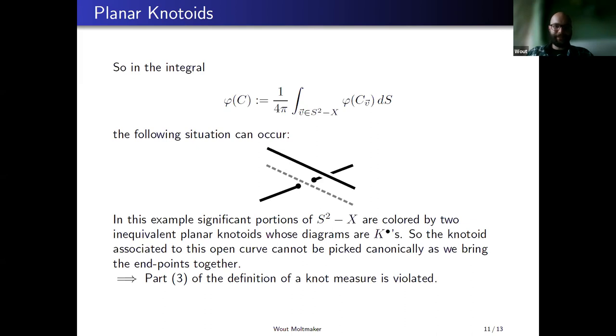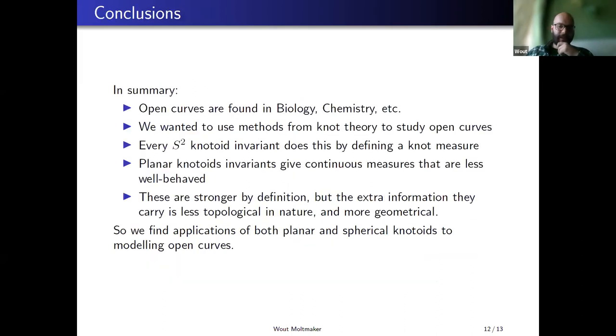And so this is an obstruction to getting part three of the definition of a knot measure, which if you recall is that as I bring the endpoints together, I want to get some well-defined knot invariant. But if I cannot even pull out a dominant knotoid in this case, then there's not much I can do. And that's the obstruction.